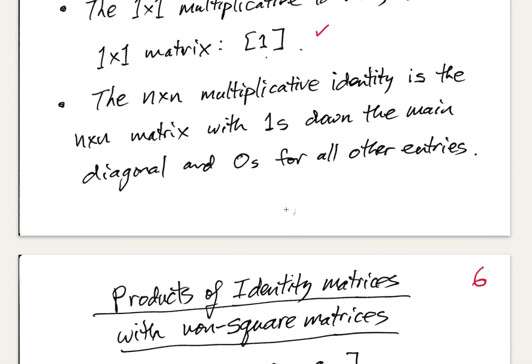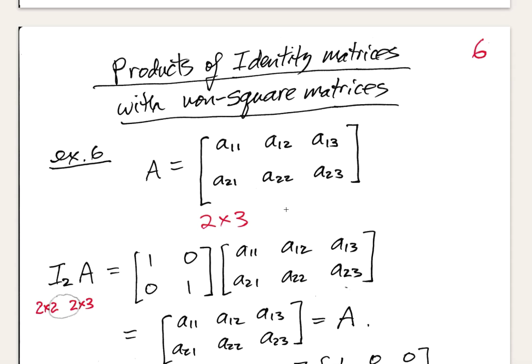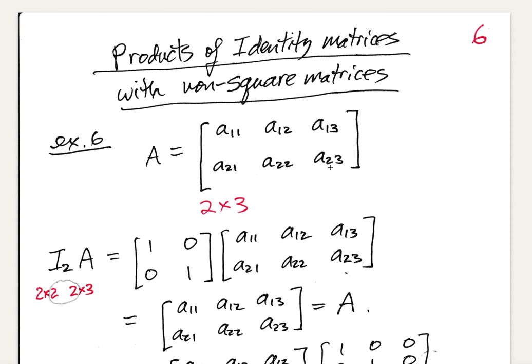Alrighty, let's keep going. Let's talk about products of identity matrices with non-square matrices. I'm going to give you this example, and I'm going to introduce some other slight thing here, just for your sneaking stuff in here. I've got this matrix A here. So I said A equals, this is, you can see, a 2 by 3, 2 rows and 3 columns, right?